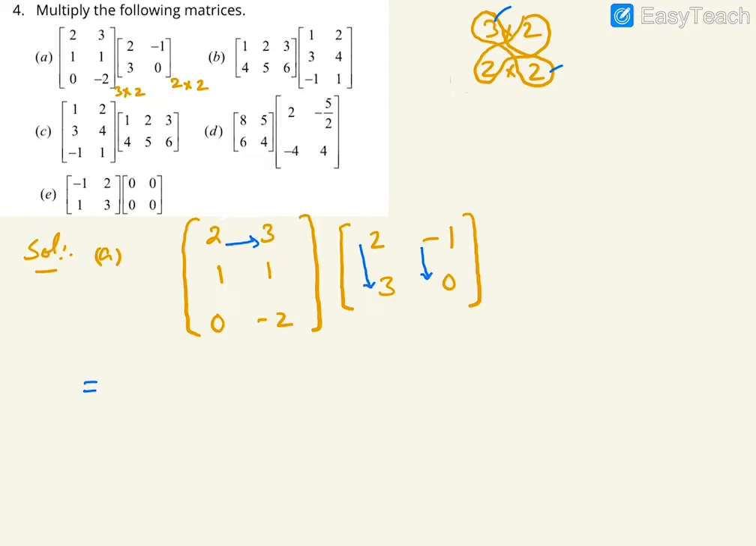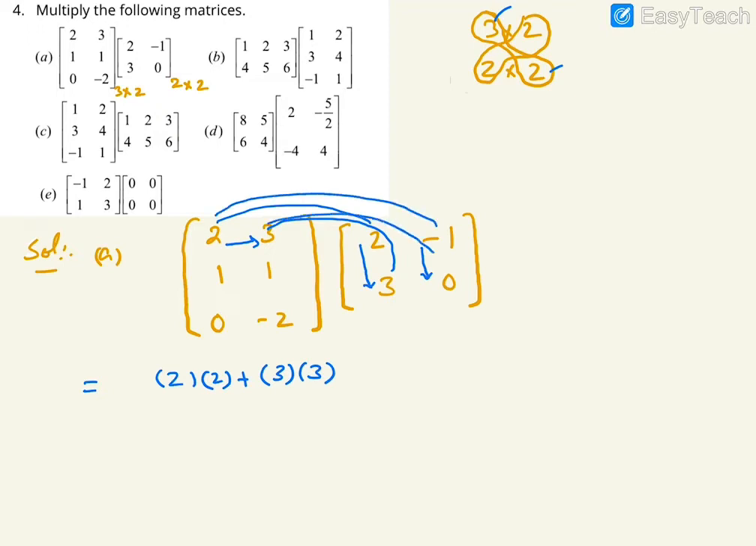So how you are going to multiply? 2 will multiply with 2 and 3 with 3. So 2 times 2 plus sign and 3 with 3. Similarly, first row with the second column, 2 is going to multiply with minus 1 and 3 will multiply with 0. 2 with negative 1. You will give some space because this is second column now. 3 will multiply with 0.